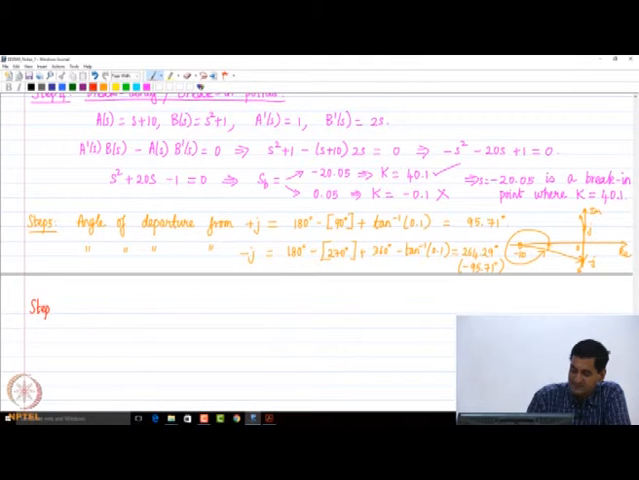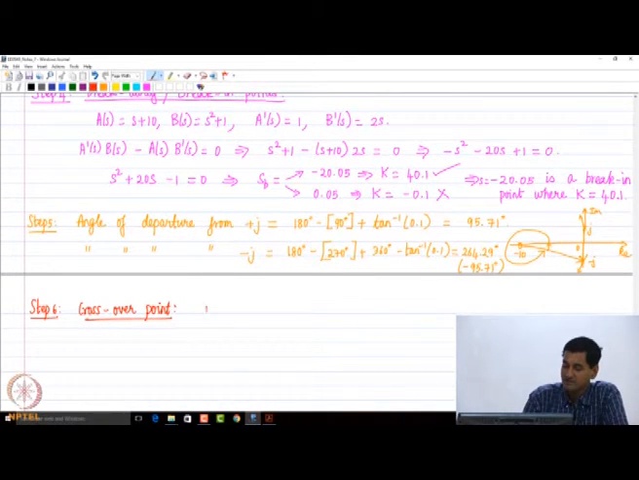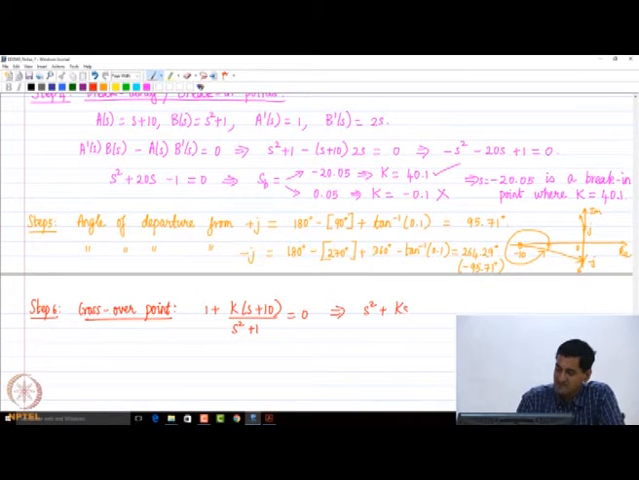Final step, step 6, is the crossover point. So how do we get the crossover point? Consider the characteristic equation. The closed loop characteristic equation is 1 plus k times (s plus 10) divided by (s squared plus 1) equals 0. So this is going to be s squared plus ks plus 10k plus 1, am I correct?